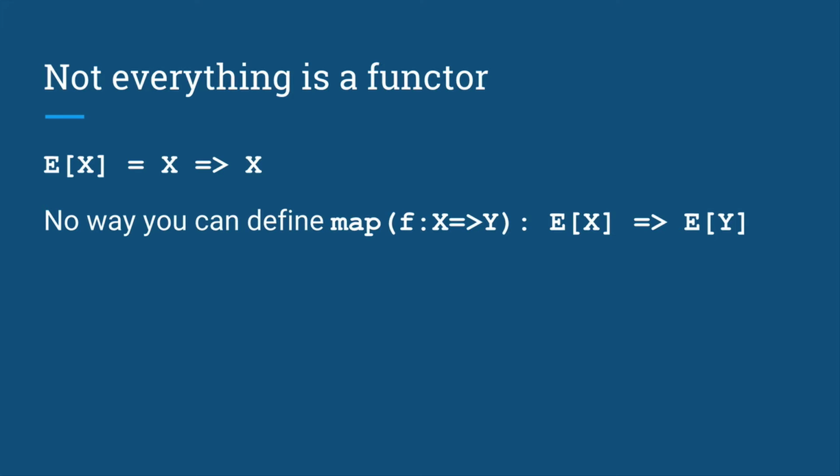But not everything is a functor. Here's a funny example. Define E, just a parameterized type on X, like this: a type of functions from X to X. There is no way you can define a mapping from X to Y. Given a function from X to Y, you cannot define a mapping from X to the power of X to Y to the power of Y.